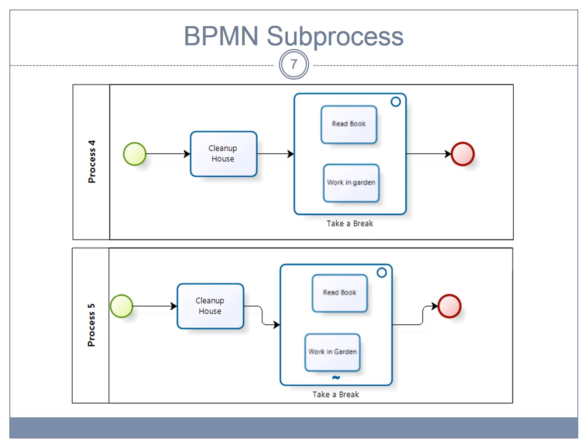At the bottom, we see that the subprocess has received a tilde mark. A tilde stands for an ad hoc subprocess, and this means that every activity that is embedded in that subprocess can start, and it can start any number of times. So taking a break now means that I can read not only one book, but I could also decide to read 2 books or 3 books. I can work in the garden once, twice, so there is not a fixed number of times each activity can be done. You can do each activity an arbitrary number of times.